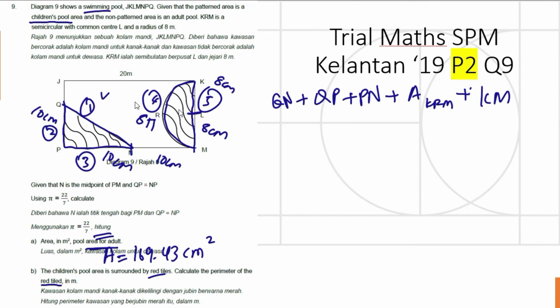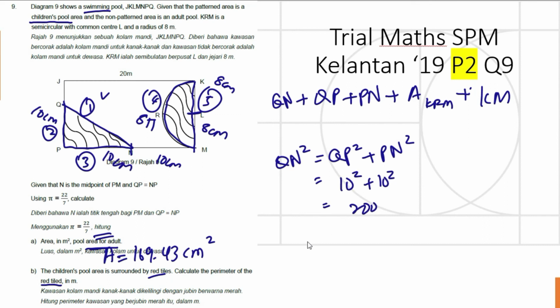One is the hypotenuse, which is QN. So QN square is equal to QP square plus PN square, which is equal to 10 square plus 10 square, which is 100 plus 100, 200. QN is root 200, so we get 14.14 cm. So we have all the lines.